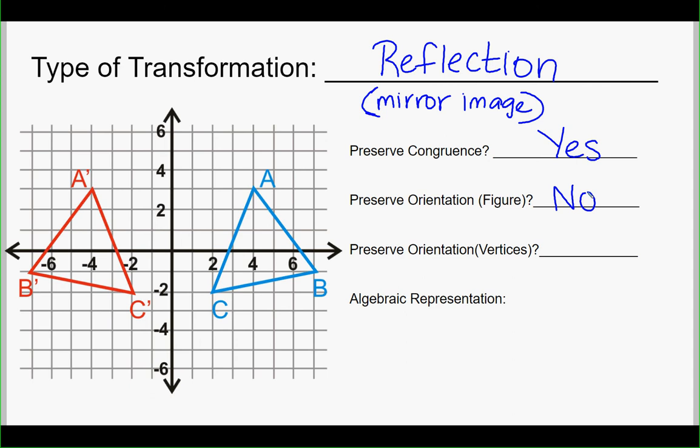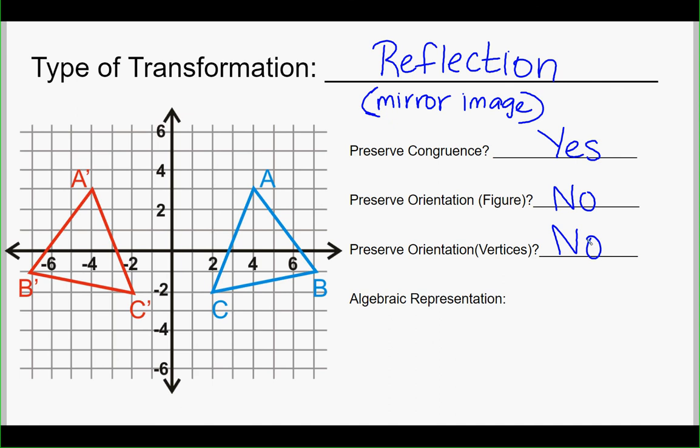Let's look at the vertices. When you look at your vertices, let's just go clockwise. It goes A, B, C, A, B, C. Well, what are we doing over here? A, C, B, A, C, B. So we changed directionally the order of our vertices. So the vertices are not preserved either, because the way that they are arranged is different.